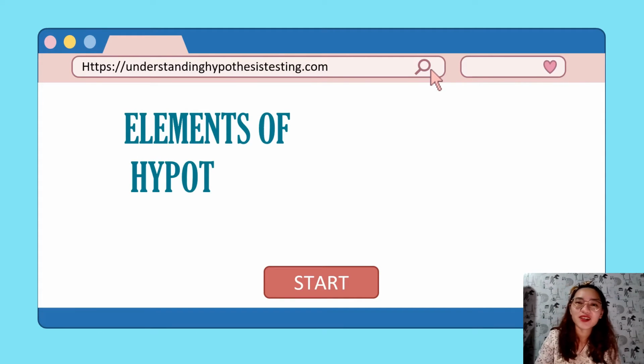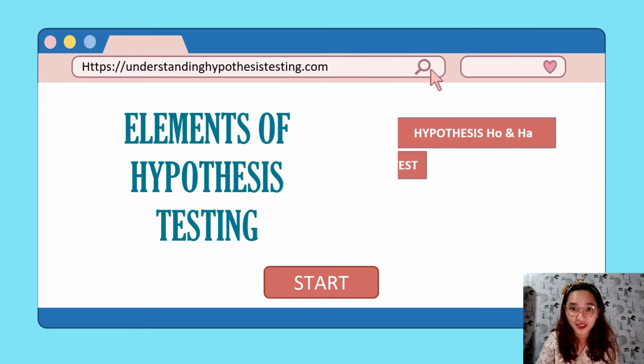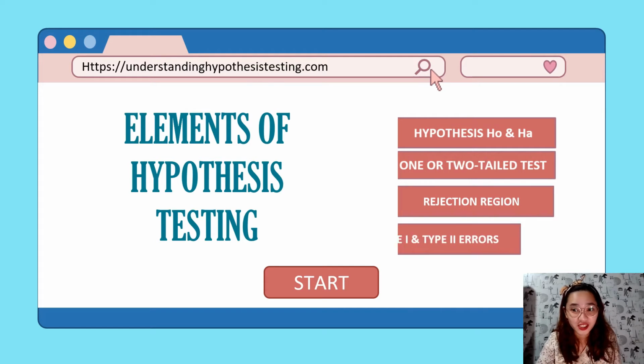For today's video lesson, we will learn the elements of hypothesis testing, and that includes the hypothesis, the tail test, rejection region, and the type of errors.